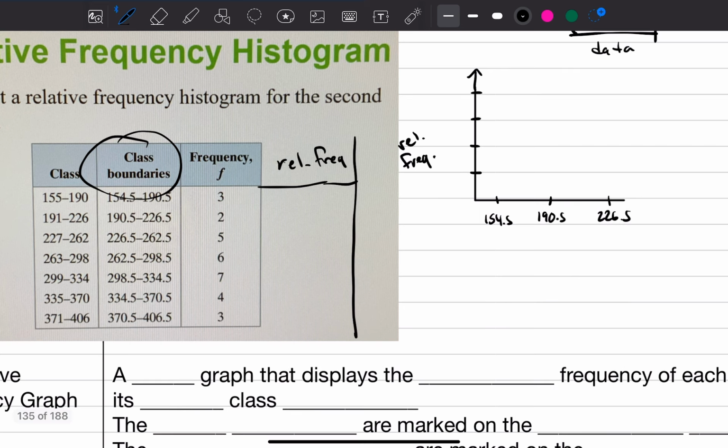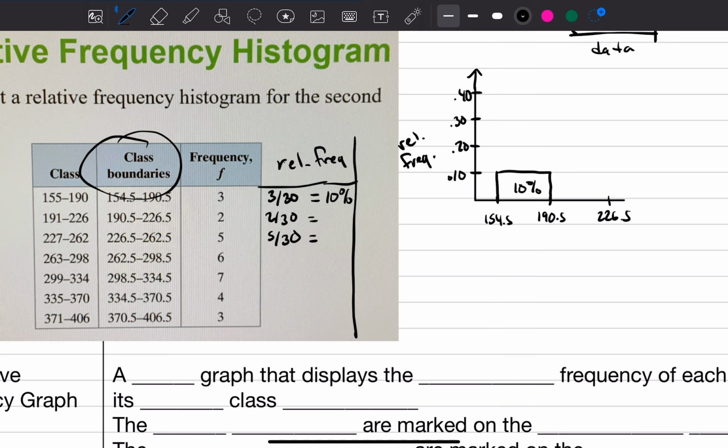So remember, that's where we do 3 divided by 30, 2 divided by 30, 5 divided by 30, right? So those are the numbers that we're going to be plotting. So for the first one, it was 10%. So if I label this, I could either do 0.10 or 10%. I'll do 0.10. And that first bar should reach 10% or 0.10. So I will extend it like this. And then in there, if you want, you could write 10%.